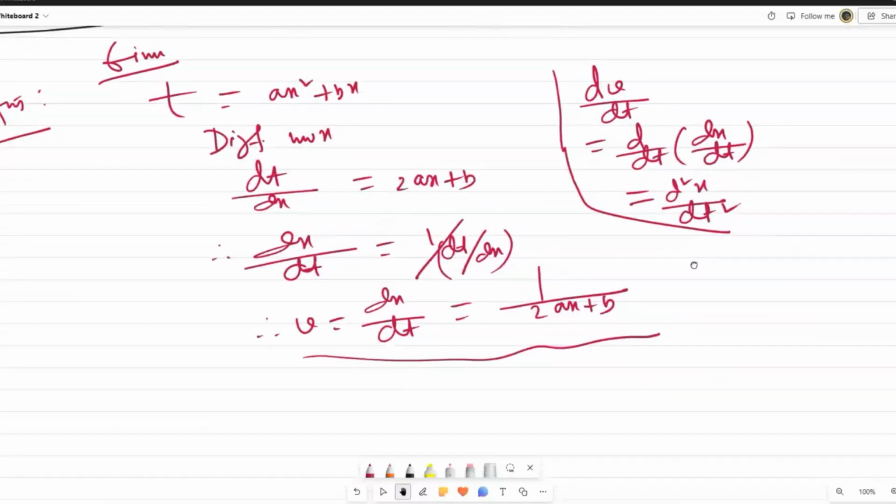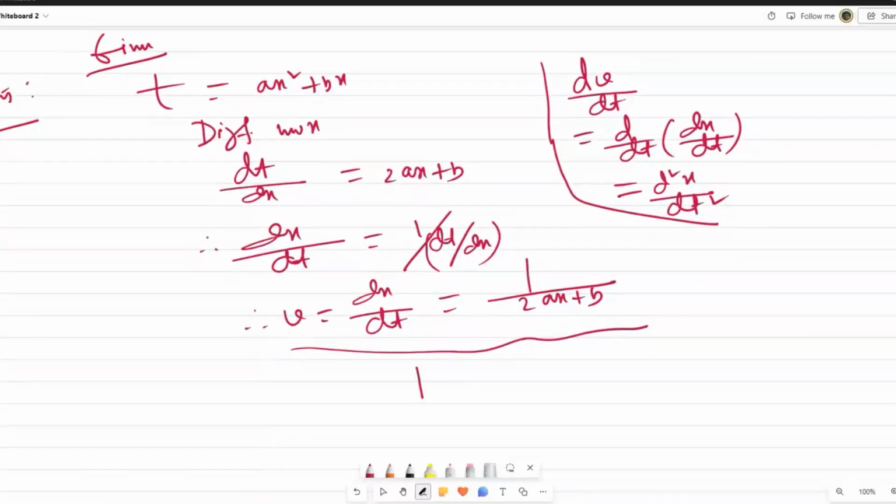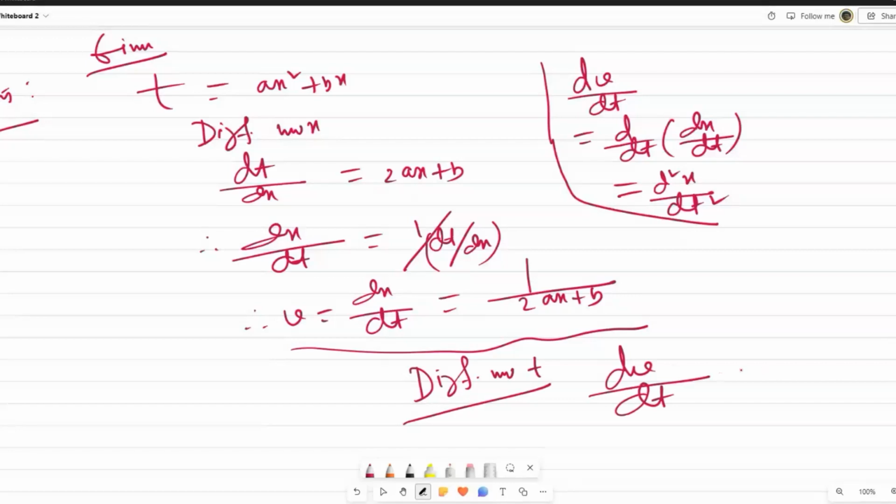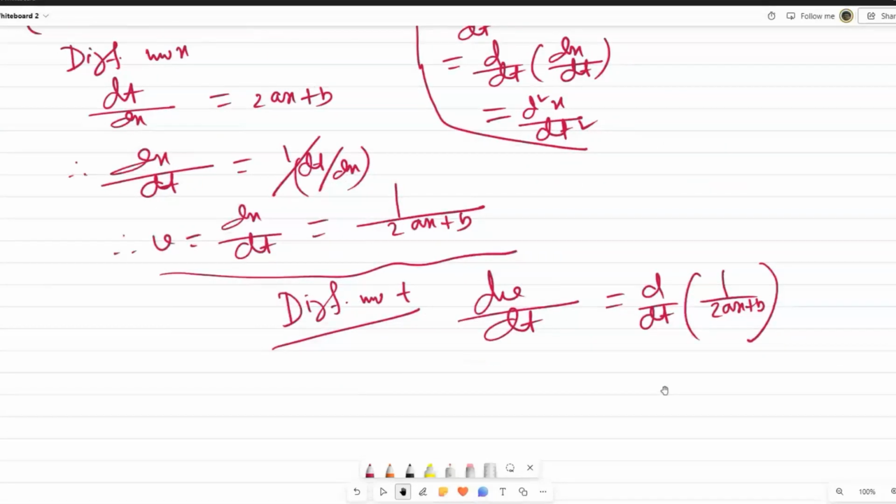Now we have to find acceleration. So differentiate with respect to t. dv by dt is going to be d by dt of 1 by 2ax plus b. Okay? Acceleration, dv by dt we got. But then there is a problem. Right side is a function of x. We are differentiating with respect to t. How is it possible? We manipulate chain rule there.